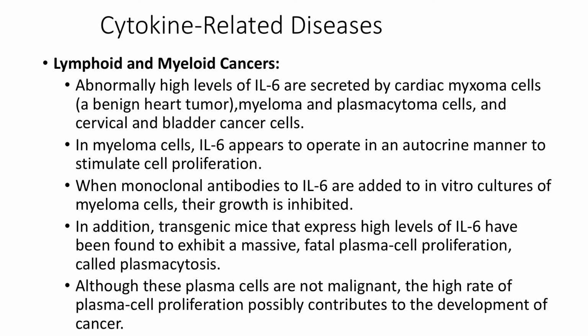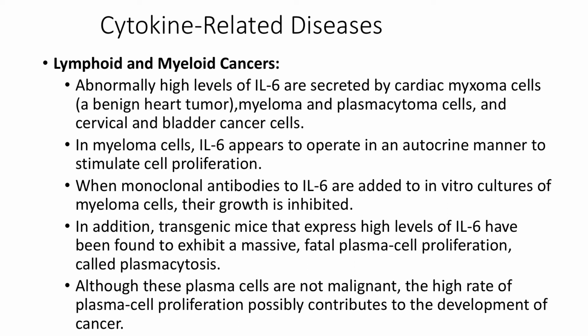Then next is, in the case of lymphoid and myeloid cancer, abnormally high levels of IL-6 are secreted by cardiac myxoma cells, a benign heart tumor. In myeloma cells, IL-6 appears to operate in an autocrine manner to stimulate cell proliferation. Try to recall the autocrine we studied earlier. The cell which is getting the stimulus and producing IL-6 is eventually going to be the effector cell for IL-6, and by doing that, it is going to proliferate into more cells. And that is how this myeloma is occurring.